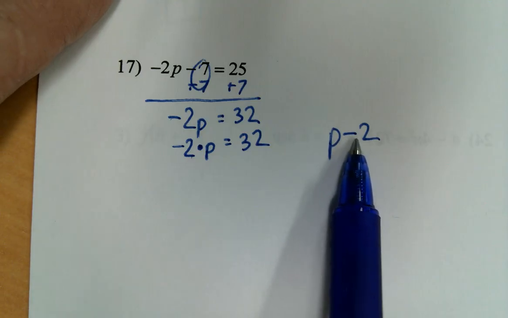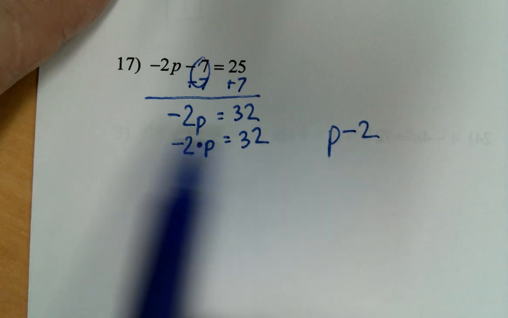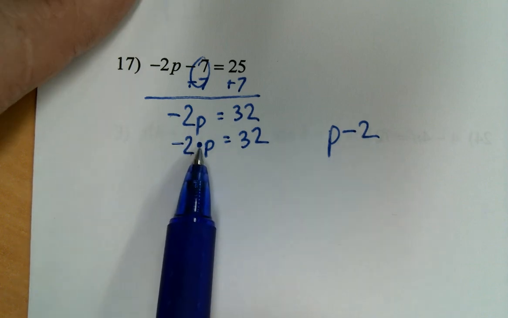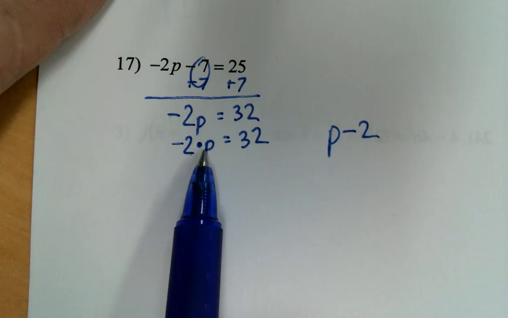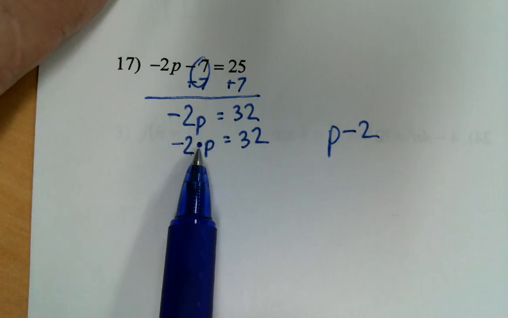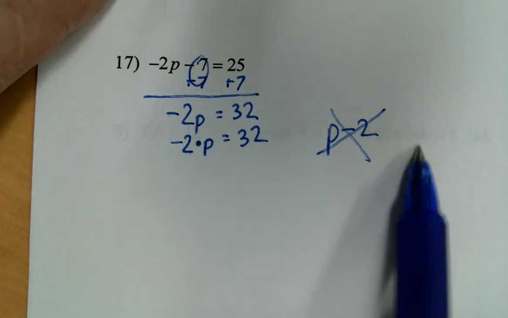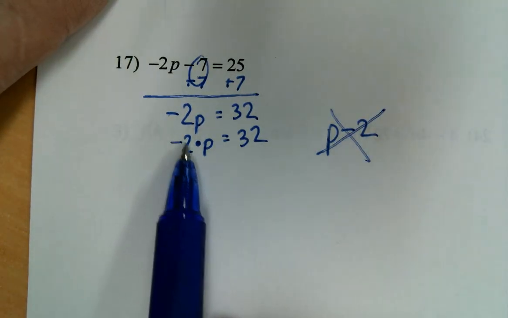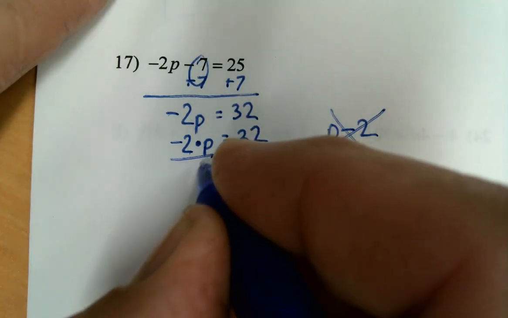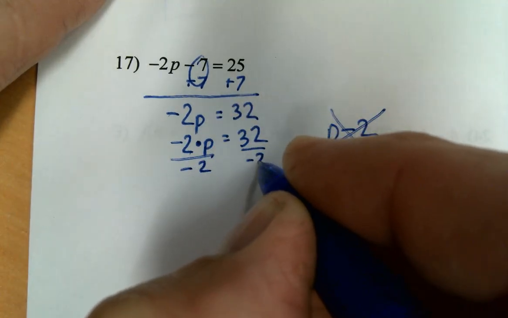So if this was the problem, we would add. But that's not what's going on between these numbers over here. In between the numbers over here is multiplication. So we are going to undo the multiplication using division, not addition. So I'm going to undo this multiplication by dividing both sides by a -2.